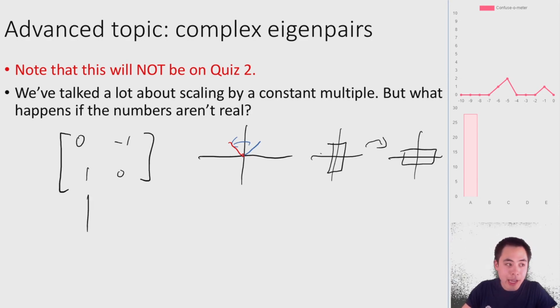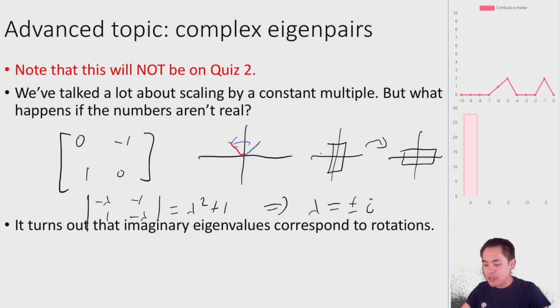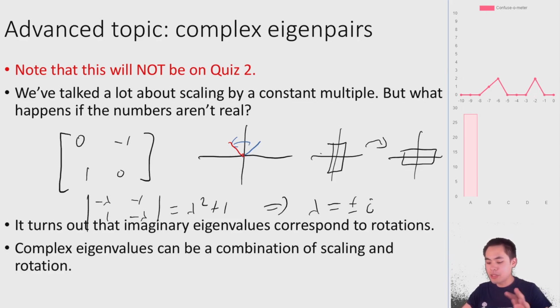And if you notice what the eigenvalues are, minus lambda, minus 1, 1, minus lambda, this is going to be lambda squared plus 1, which implies that lambda is equal to plus or minus i, the imaginary root. And it turns out that imaginary eigenvalues correspond to rotations. And complex eigenvalues can be a combination of scaling and rotation. This will play a role later when we start talking about autonomous systems. I will not have complex eigenvalues on the quiz.